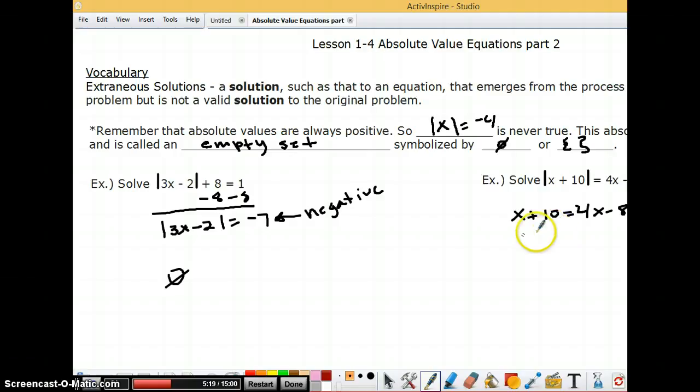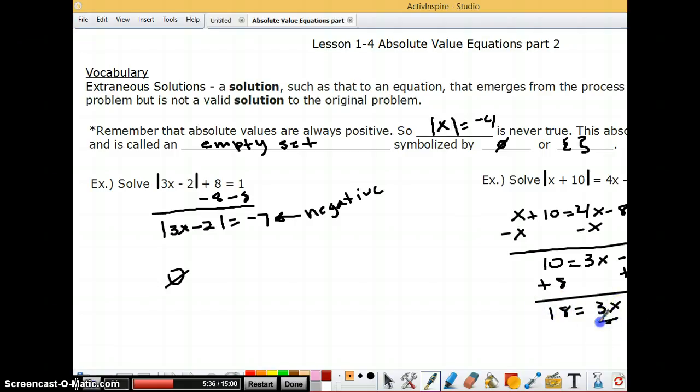So just solving, subtract x. That means 10 is equal to 3x minus 8. Add 8 to both sides. We get 18 equals 3x. Divide by 3. And x is equal to 6.